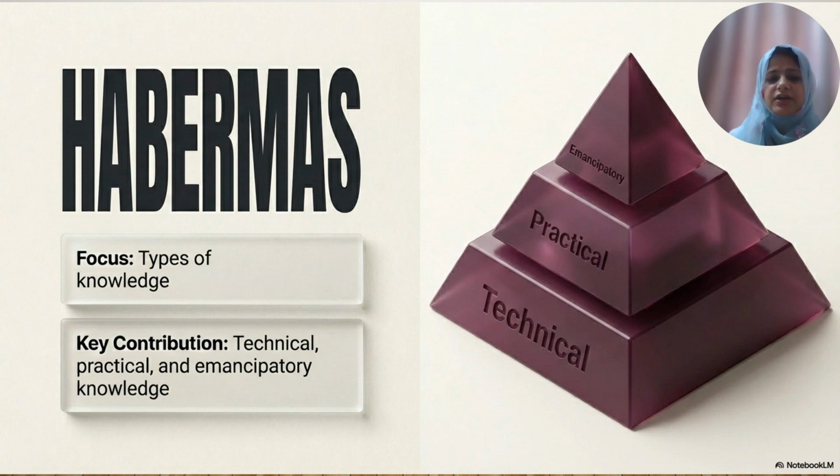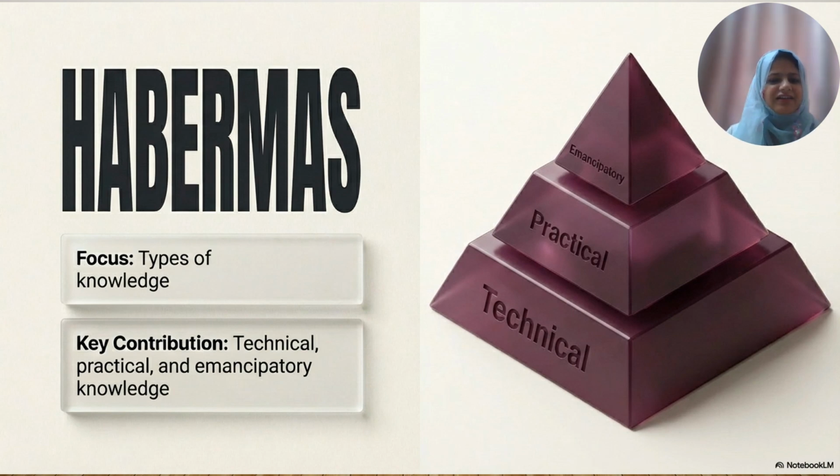Next is practical knowledge, the knowledge used for understanding human interactions. In teaching, communication, interpretation, and classroom relationships come under this type of knowledge. And emancipatory knowledge is the knowledge that promotes critical reflection and freedom from domination. In education, encouraging students to question injustice and develop critical consciousness comes under this type of knowledge. So teachers should help learners become critical, reflective, and socially aware individuals. Philosopher Jürgen Habermas explained that knowledge can be of three types.